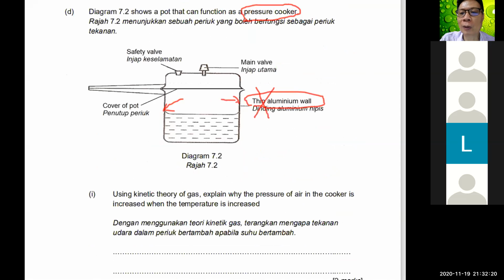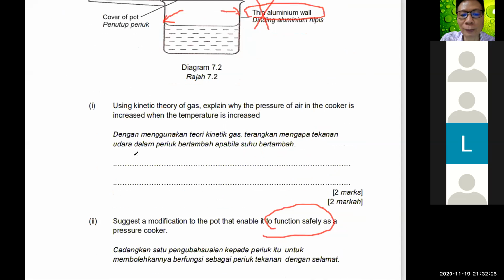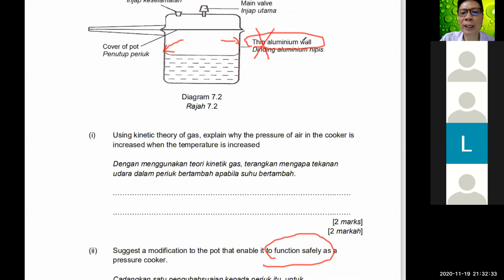Yes, aluminum wall. Yes, correct. Aluminum wall has to be modified. Okay, so what do you write here? You write use thicker aluminum wall. Don't use a thin one. Use thick aluminum wall.